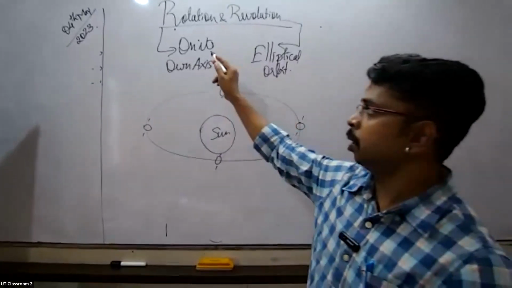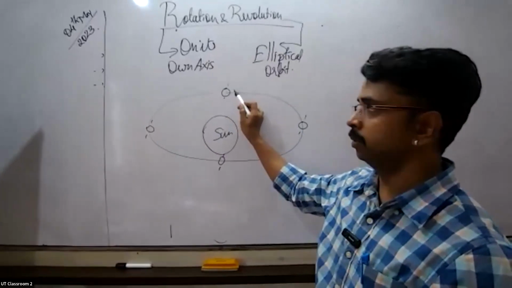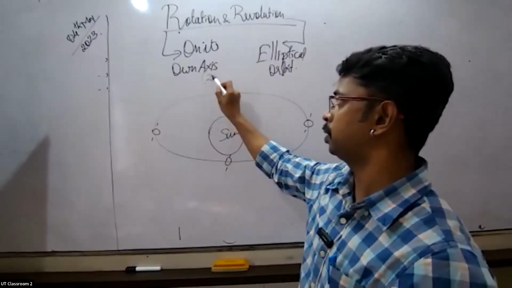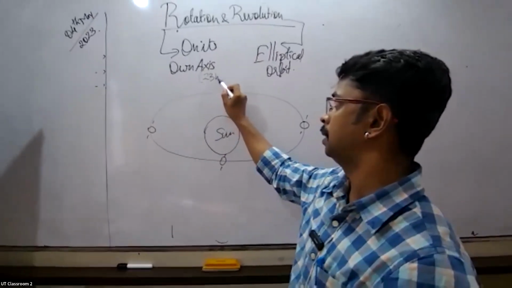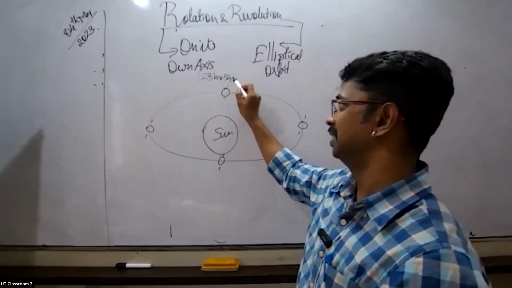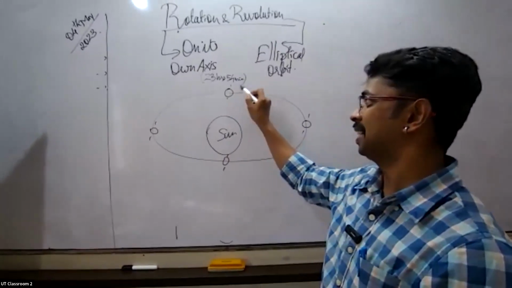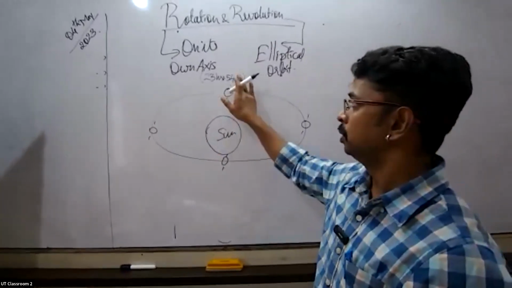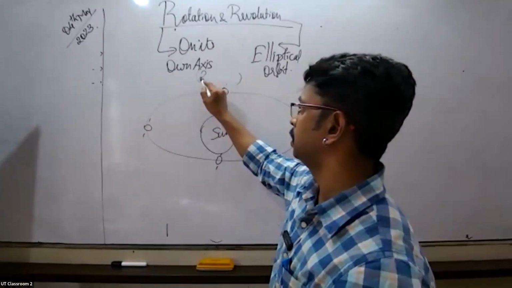When any object rotates on its own axis, it is rotating. For one complete rotation, you remember 23 hours and how many minutes? 54 minutes. Did I not say 6 minutes every time? So just to avoid confusion, we say it is.